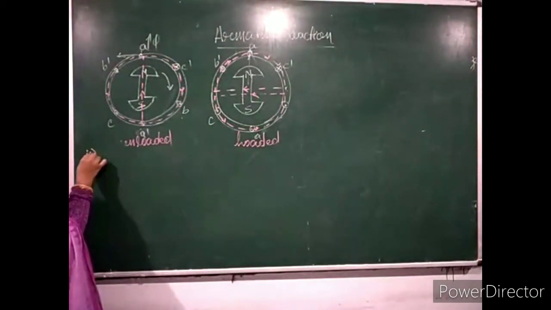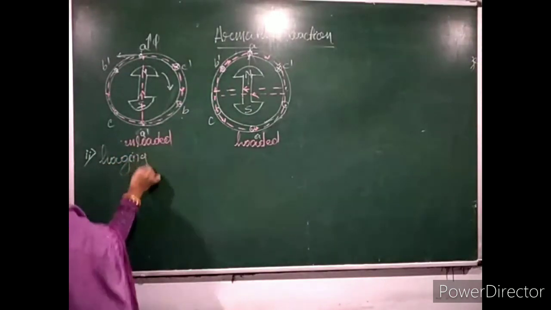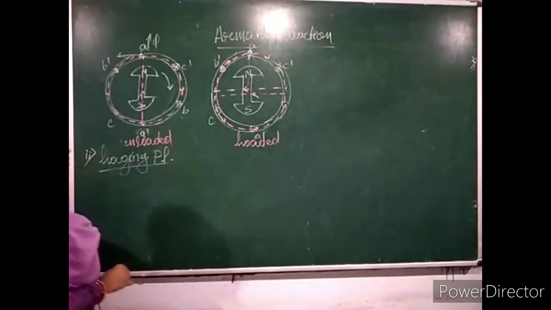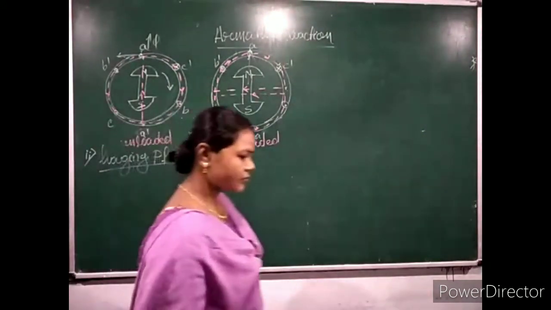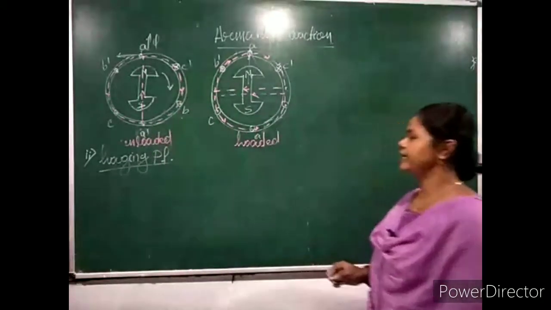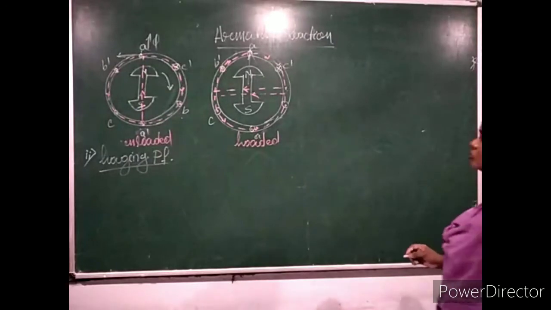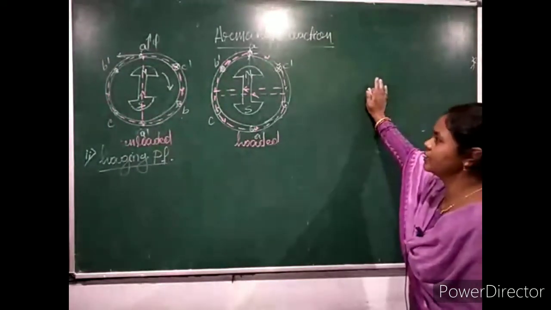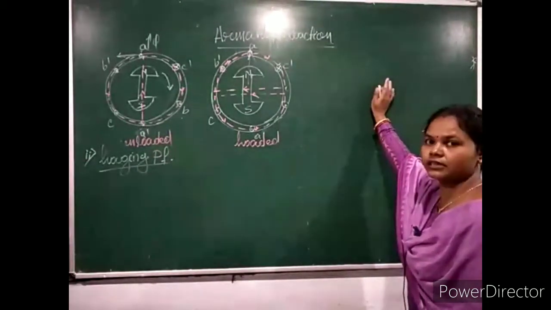Lagging power factor. The second case is lagging power factor. You know that for lagging power factor, the current lags the voltage by 90 degrees. So I draw the phasor diagram. Here I explain how the armature flux affects the main flux.